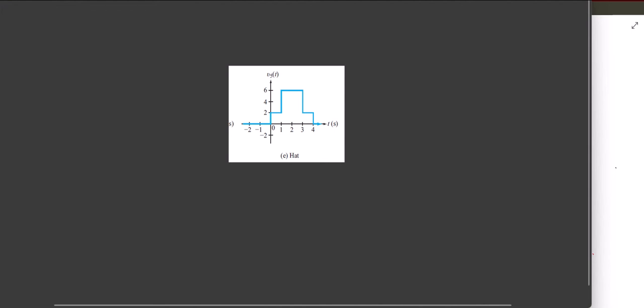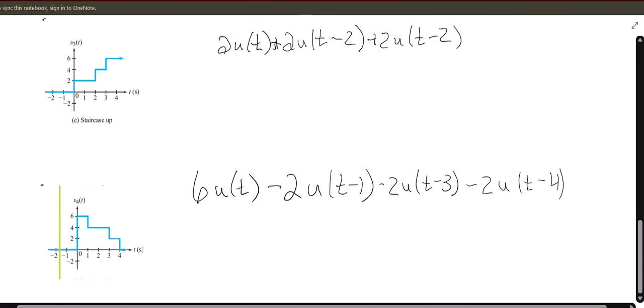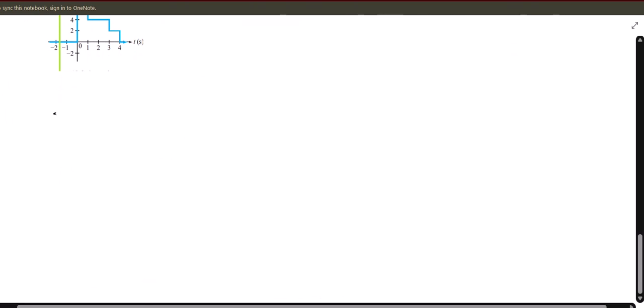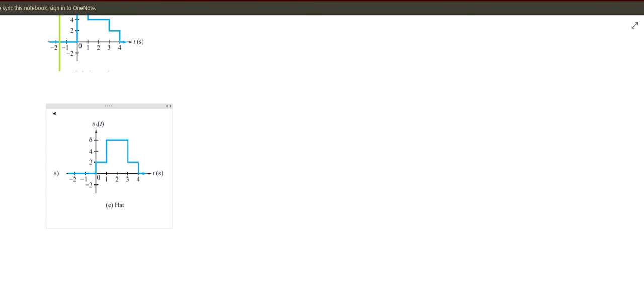So on this next one, we are going both up and down. Okay, alright, so we have changes happening at 0, 1, 3, and 4. So at 0, that's u of t, but it goes up to 2, so that's 2u of t. At 1, it goes up another 4, so plus, oh, I have been forgetting to check my answers.